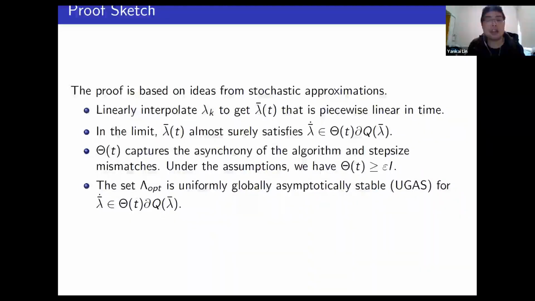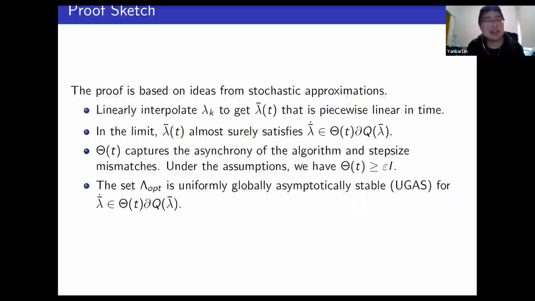So for those components that are using smaller step sizes, the progress of that particular component may be smaller, and it's captured by this coefficient matrix. For example, in the example I showed you before, if someone is using step size 1 and the other one is using step size 1/2, then for this matrix theta t, one element will be 1 and the other would be 1/2, indicating different progress along different components.